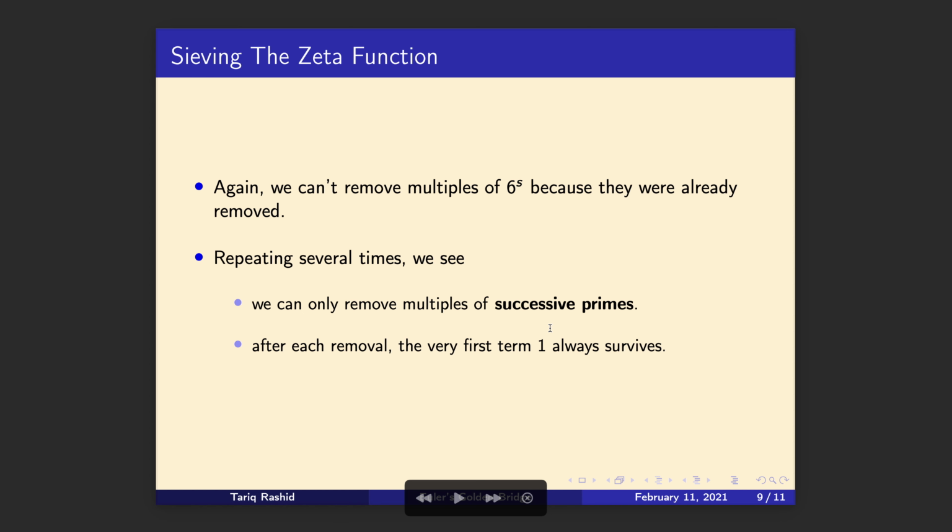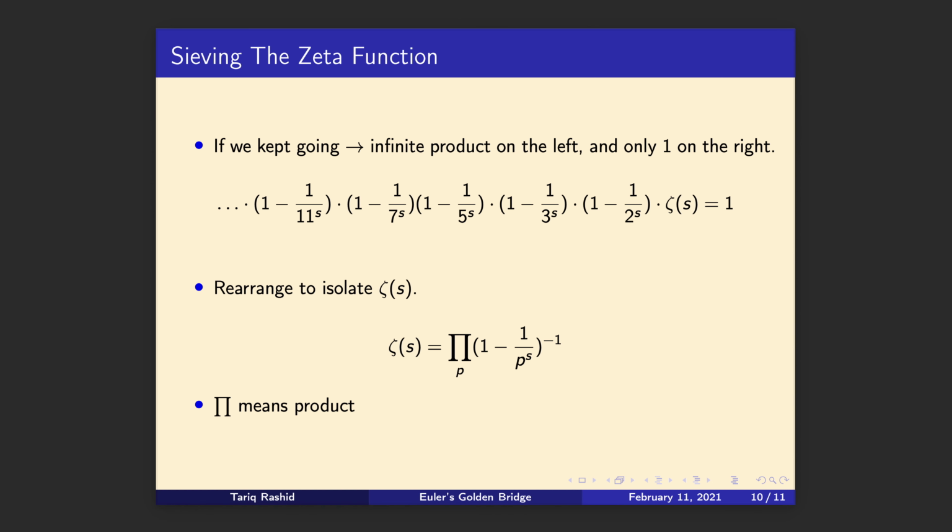So if we carried on forever, on the left hand side we'd end up with 1 minus 1 over 2 to the s, times 1 minus 1 over 3 to the s, times 1 minus 1 over 5 to the s, and so on: 2, 3, 5, 7, 11, all the primes forever. And on the right we'd have removed everything except 1. That's all that would be left, because every other term would have been removed, because it is either 1 over prime to the s, or it has factors which are primes.